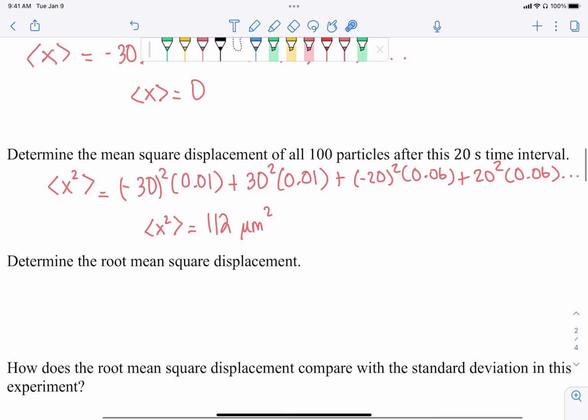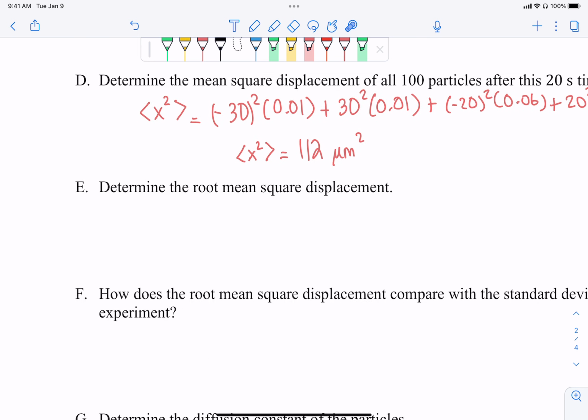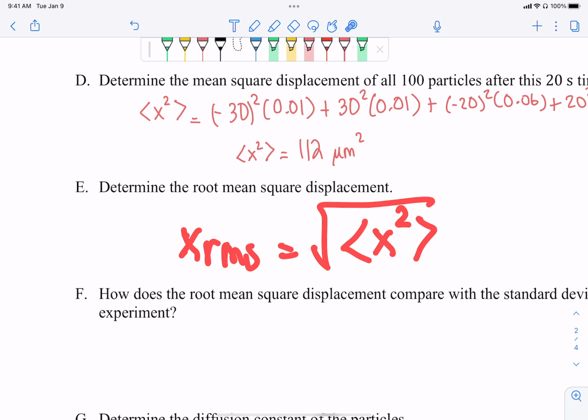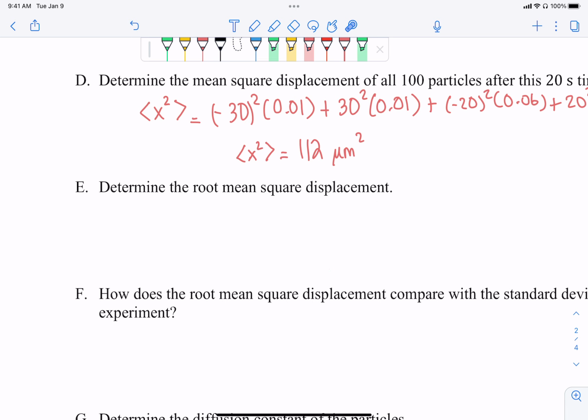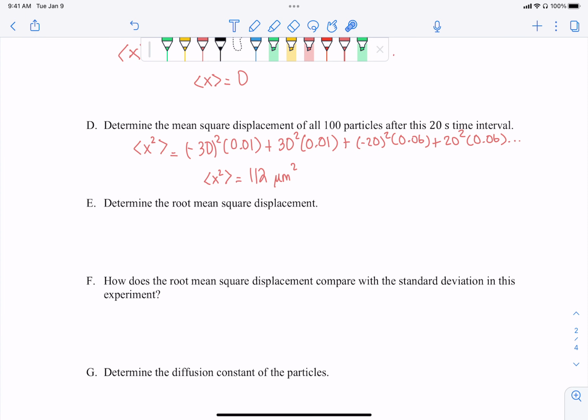And that makes sense, right? Because then for part E, if they're asking for the root mean square, which is the XRMS, right? And that we know is equal to the square root of the mean square displacement. So if it's micrometers squared, when you take the square root, you should get micrometers. So that's kind of a sanity check there to make sure that you have the right value. And 112 micrometers squared is the correct value as far as I'm concerned. Any questions at all about part D?